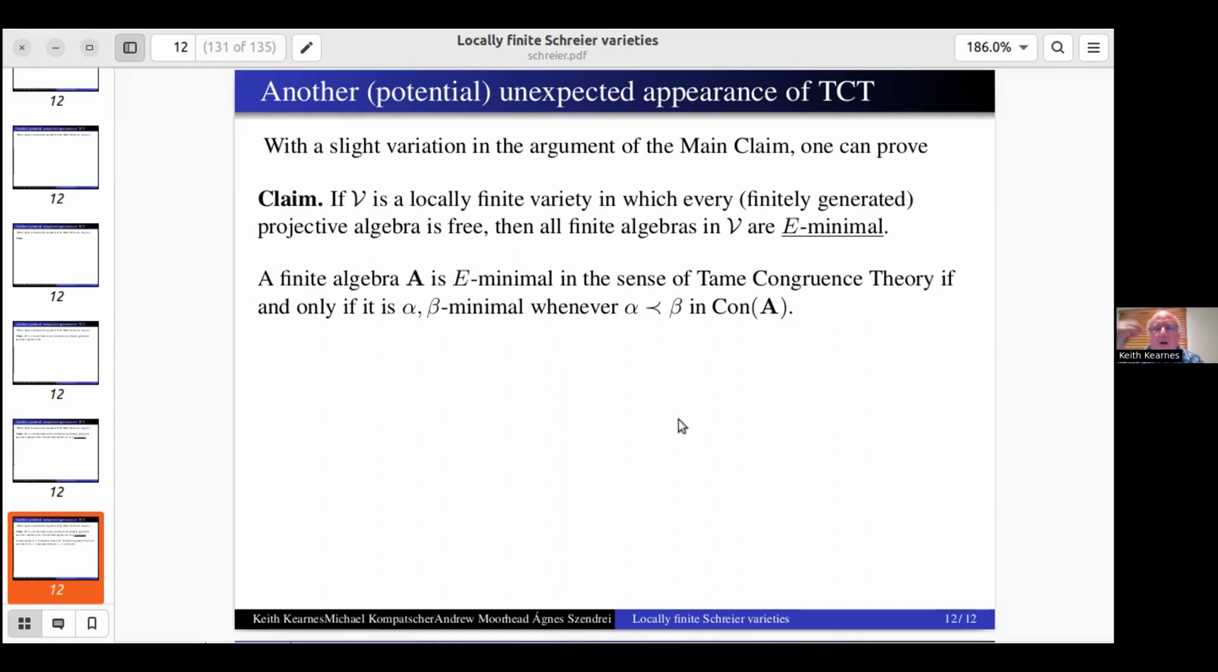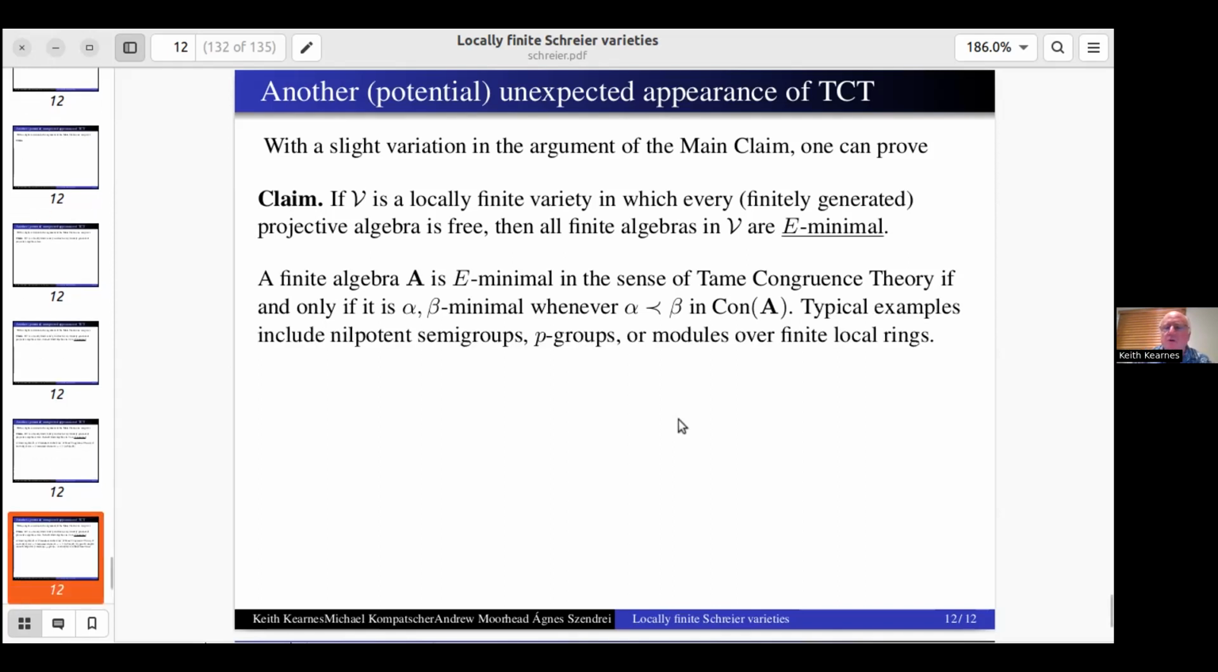I'm not assuming all subalgebras are free, just that projective algebras are free. And I'm not trying to conclude that the finite members are minimal, but that they are in this more general class, these E-minimal algebras. How much more general are they?